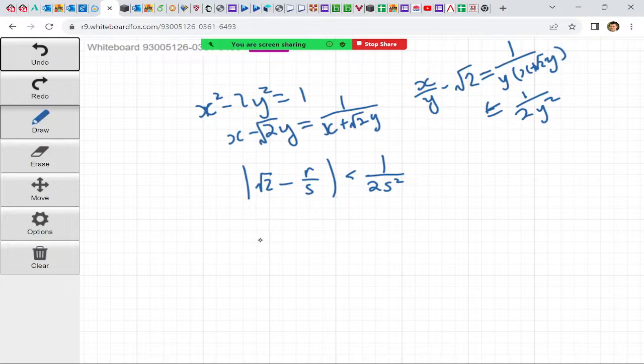It actually doesn't have to be root 2, just any x. Alpha maybe, but let's just take root 2 for now. Is this any number? Yeah. So if you take r over s and you write out the continued fraction, a1, a2, and make this a k.